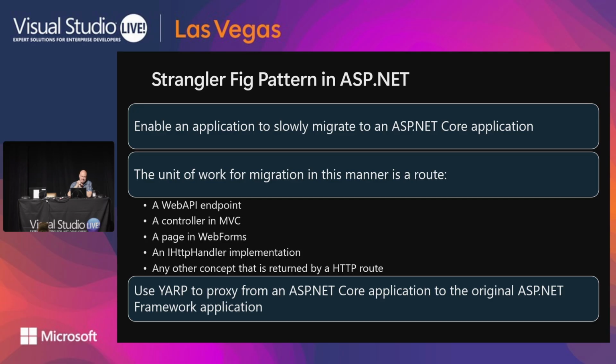So the idea is that you build on top of the old one, and then the hollowed-out thing, you just remove it, right? So the idea of this is to work at a unit of work. What we're doing is proxying at the beginning.